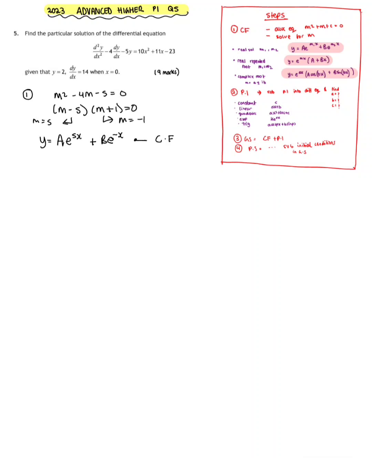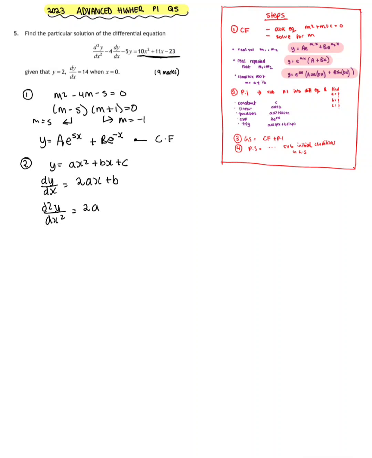Next thing we want to do is find our particular integral. So it'll be the same form as the right hand side of our equation right here. Since this is a quadratic, we'll be using that formula here. So y equals ax squared plus bx plus c. We'll differentiate this and differentiate it again. So firstly, dy over dx equals 2ax plus b. d squared y over dx squared equals 2a.